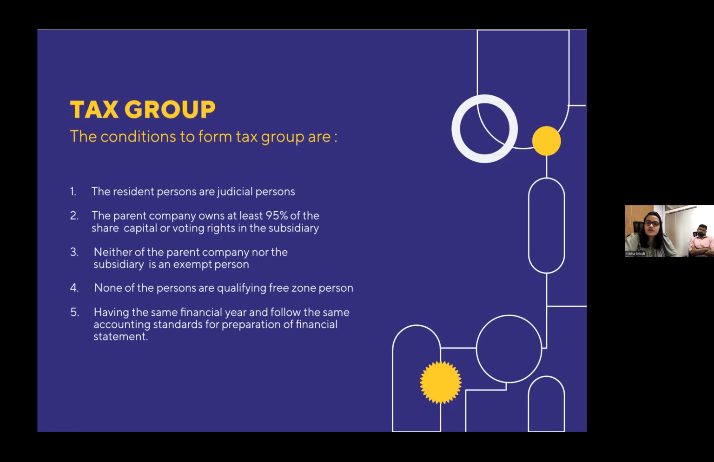Then again, a qualifying free zone person is not allowed to be a part of a tax group. If you have one company in mainland, and one free zone company that is getting the exemption under being a qualifying free zone person, and you want to form a tax group with your mainland company and the free zone person, that is not possible in corporate tax. That is possible only in VAT.